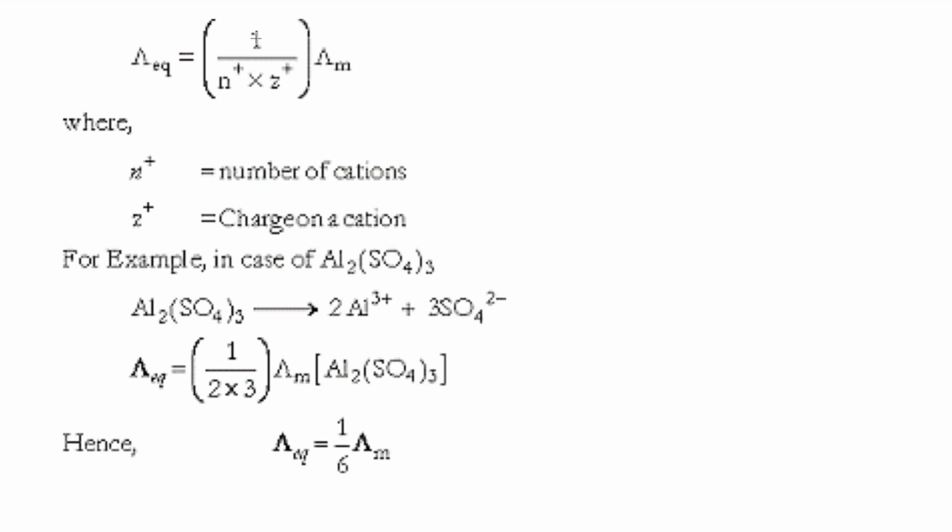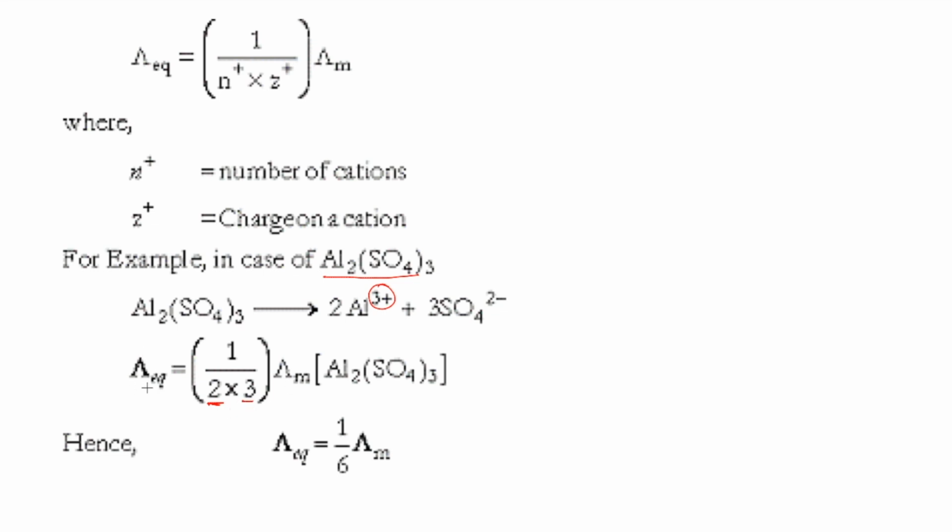So lambda EQ is equal to 1 upon N plus into Z plus into lambda M. I already gave you this in the previous slide. N plus is the number of cations, Z plus is the charge on the cation. For example, if you have Al2(SO4)3, if you break it, it will form 2 moles of Al3+, whereas 3 moles of SO4 2-. So when you are calculating for cation, the number of cations is 2, so the value of N will be 2, whereas the charge of cation will be 3. So that's why Z is going to be 3.